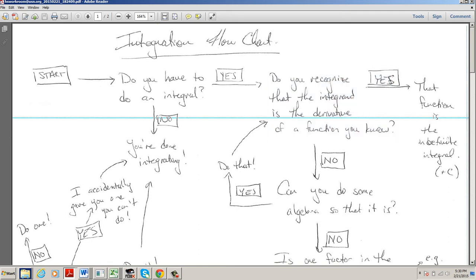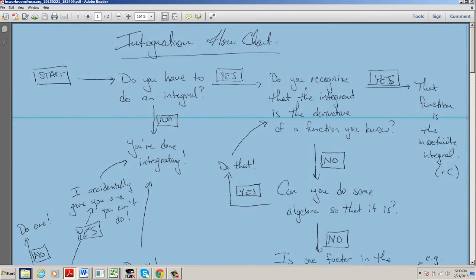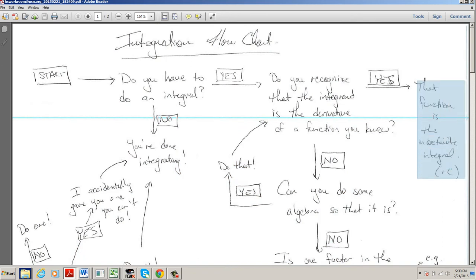function that I know? If so, then whatever function I need to differentiate to get the integrand is the answer. Okay, so I write that down and I remember to put a plus c. If not, I proceed down the chart.